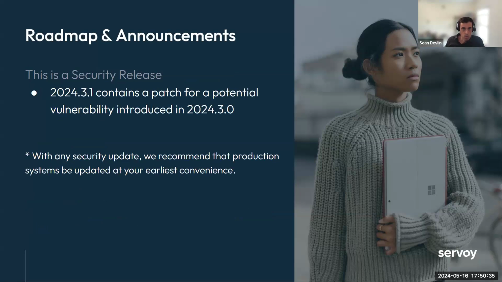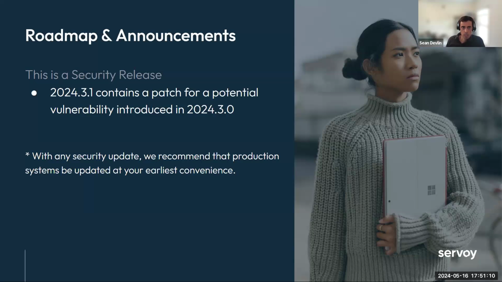Another important announcement for this release, this is a security release. By that, I mean it does contain a patch for a potential vulnerability that we discovered internally. So not a known vulnerability or an exploit, but still you want to treat that with caution. This was introduced in 2024.3. So if you're older than 2024.3 right now, you're not exposed to this, but we always want to document these and let everyone know so they can update as soon as possible.